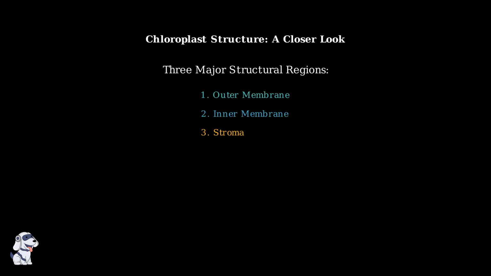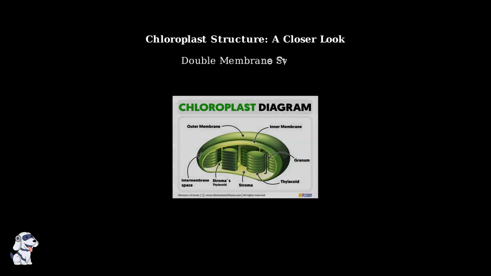Now, we'll take a detailed look inside chloroplasts to understand their remarkable internal structure and organization. Chloroplasts have three major structural regions that work together as a highly organized system. These are the outer membrane, the inner membrane, and the stroma. Let's examine a detailed diagram of chloroplast structure. The outer and inner membranes form a double membrane system that controls what enters and exits the chloroplast.